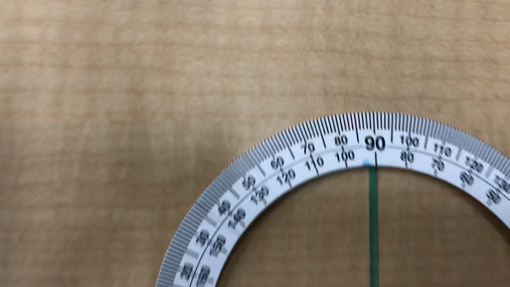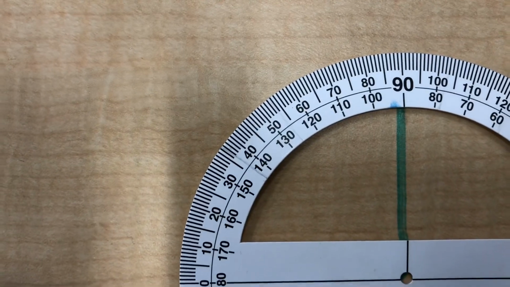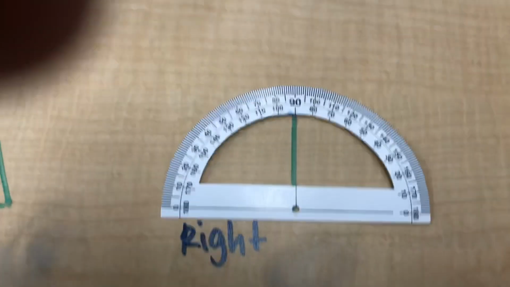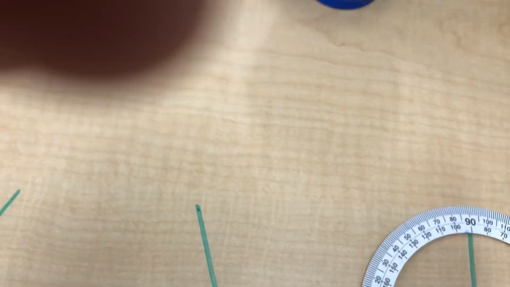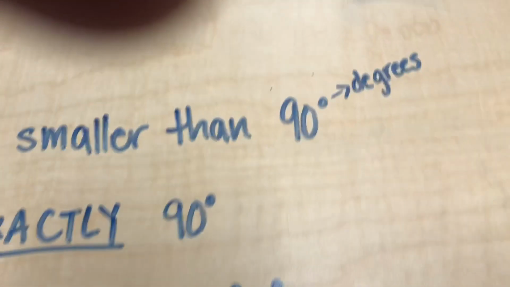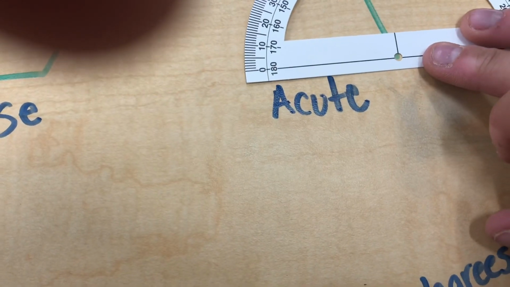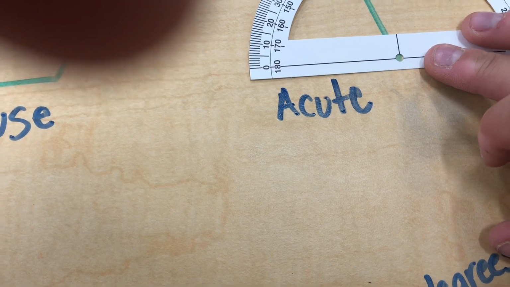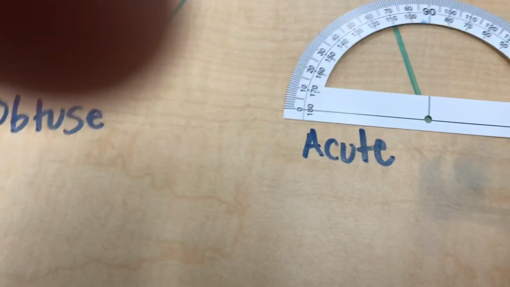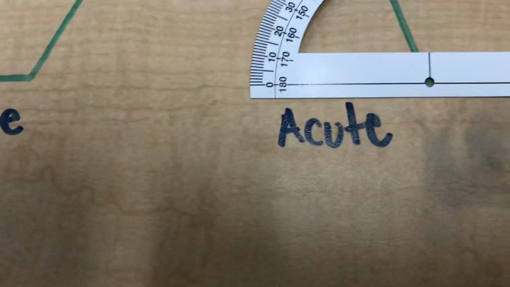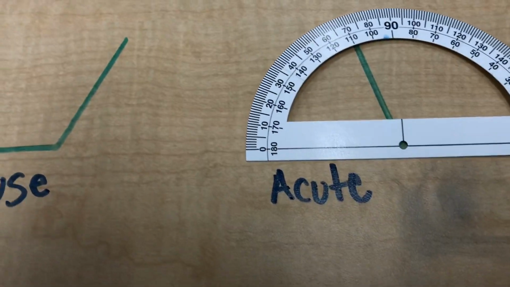We see that green line of our angle matches up exactly to 90 degrees. So we know a right angle is 90 degrees. So let's go ahead over to our acute angle. Same thing, we're going to match up this circle to the edge of the angle. Make sure that everything is all straight. So we know an acute angle is smaller than 90 degrees.